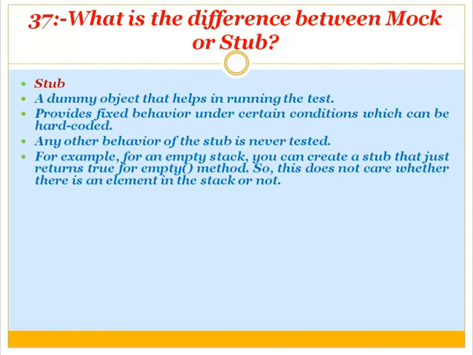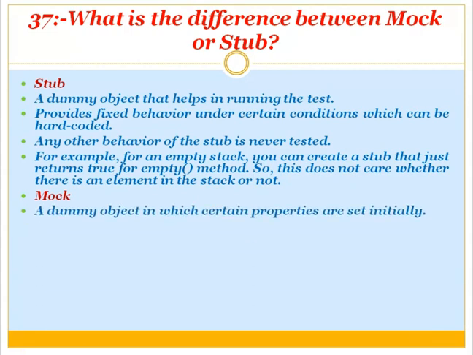For example, for an empty stack, you can create a stub that just returns true for the empty method. It does not care whether there is an element in the stack or not. This is an empty object which is used for the test only. It provides fixed behavior, which can be hard-coded or static data. Any other behavior of the stub is never tested.